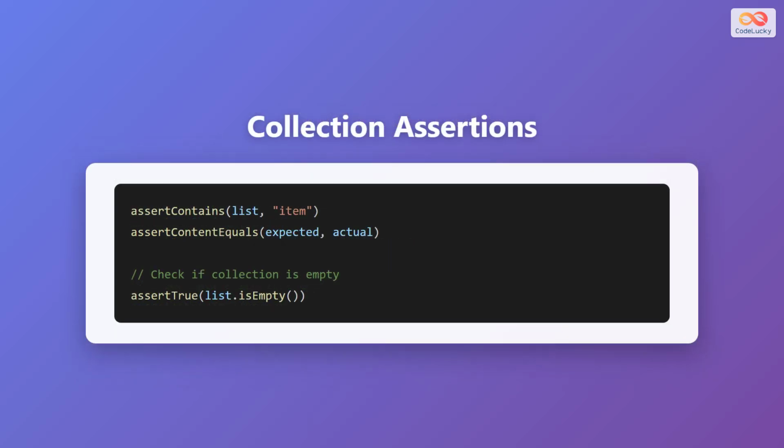Working with collections is common in Kotlin, and Kotlin.test provides specialized assertions for them. The assertContains function checks whether a collection contains a specific element, making it easy to verify that expected items are present. The assertContentEquals function performs a deep equality check between two collections, comparing not just the references, but the actual content of both collections. You can also use standard assertions like assertTrue with collection methods, such as isEmpty, to verify collection states. These collection-specific assertions make testing data structures intuitive and expressive.